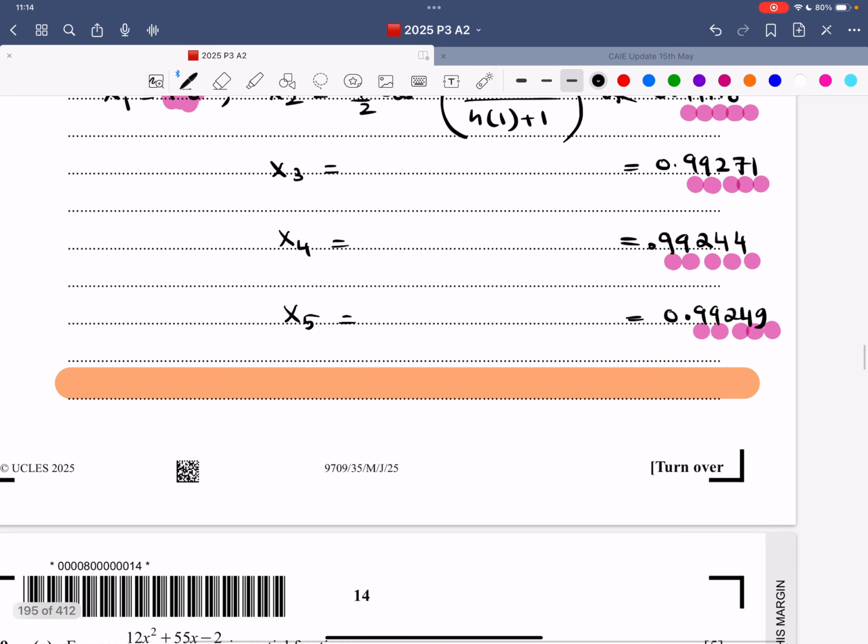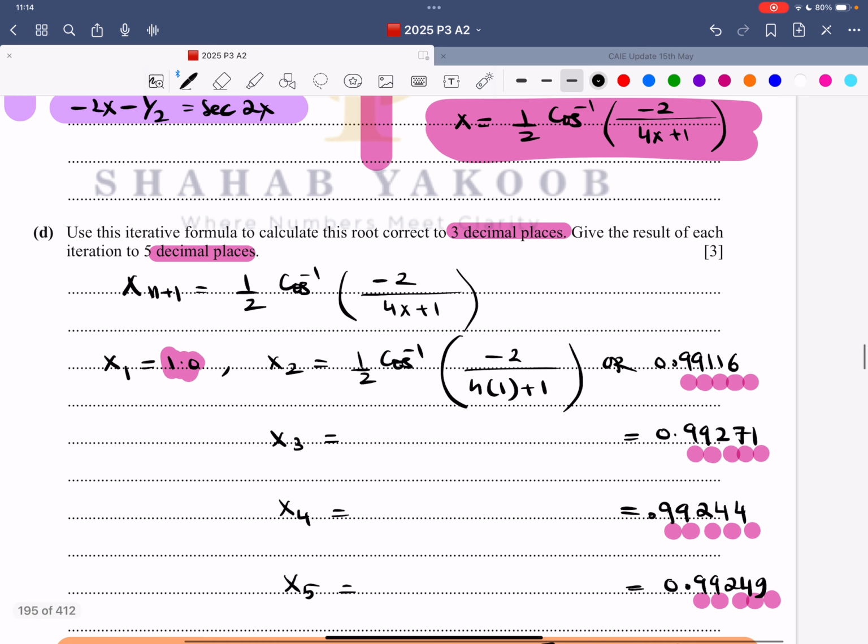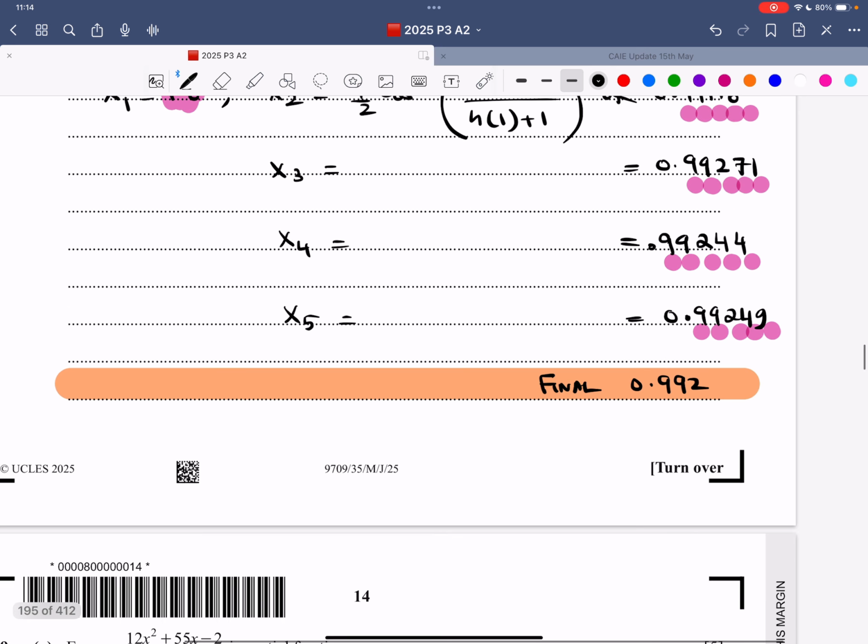So therefore the final answer, let me write over here, that is 0.992, double check, that is 3 dp, all good. And that is May, June 2025, variant 35. So that is the video on all the May, June, the 4 questions related to numerical solution. Stay tuned for more content on mathematics with Shahab Yaqub.